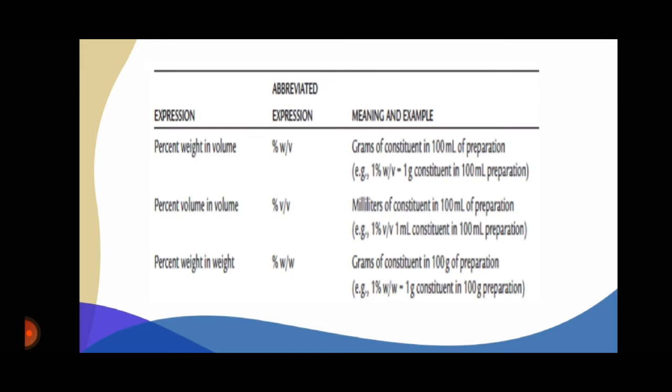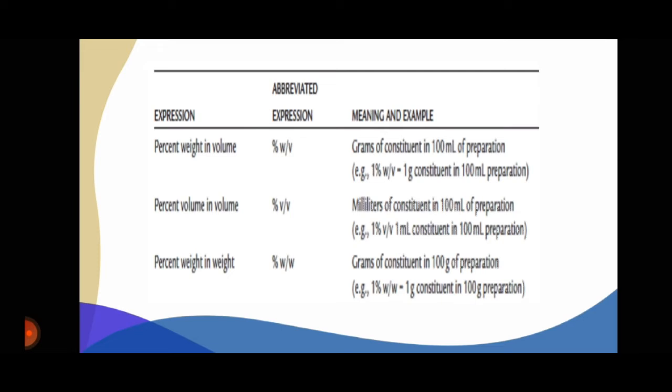So for meaning and example, for percent weight in volume, we have grams of constituent in 100 ml of preparation. For example, 1% weight in volume is equal to 1 gram of constituent in 100 ml of preparation. For percent volume in volume, it is milliliters of constituent in 100 ml of preparation. So, for example, 1% volume in volume is 1 ml of constituent in 100 ml of preparation.